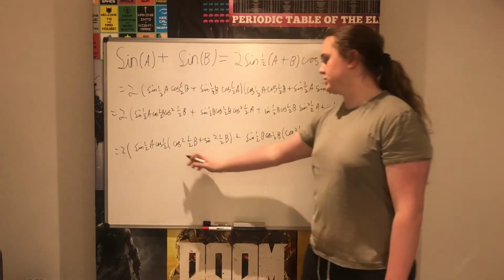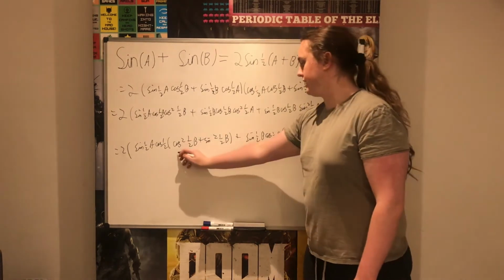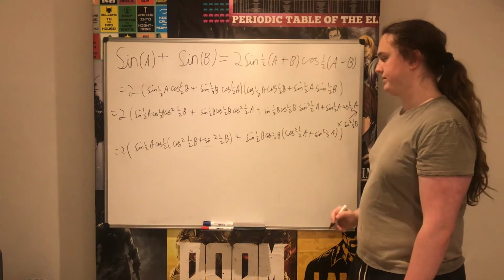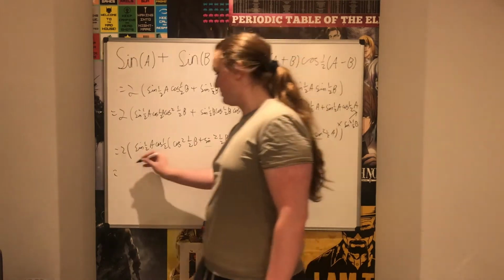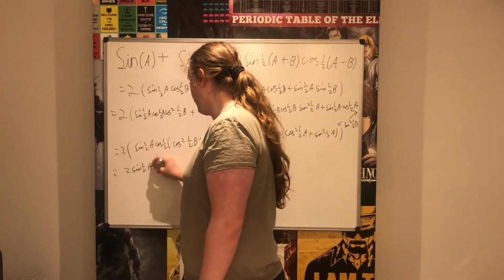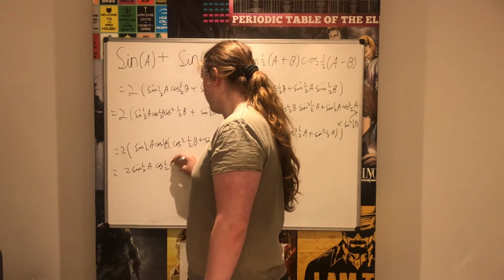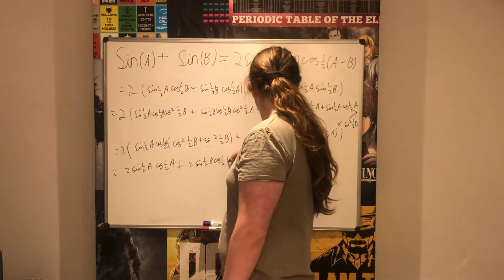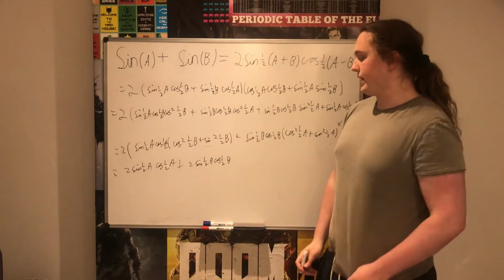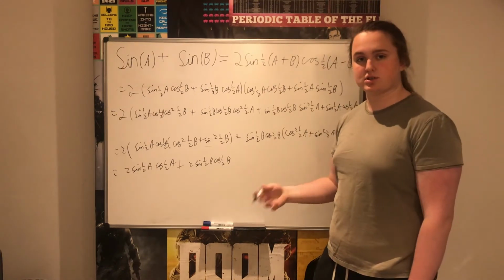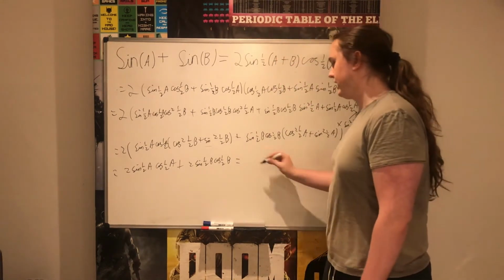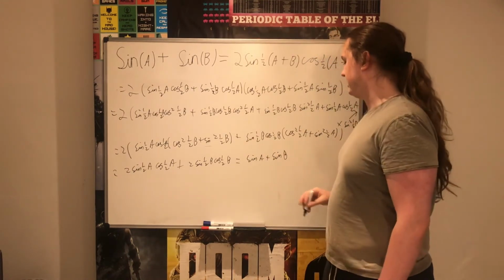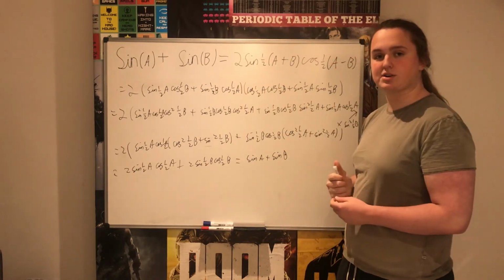Now we know that cos squared x plus sine squared x equals 1, so this will just become a 1, and this will just become a 1. And if we also expand the 2 out, we get 2 sine of a half a cos of a half a plus 2 sine of a half b cos of a half b. And now we know that 2 sine x cos x is just the same as sine of 2x. So using this double angle formula, we get sine of a plus sine of b. And so we proved our original conjecture.